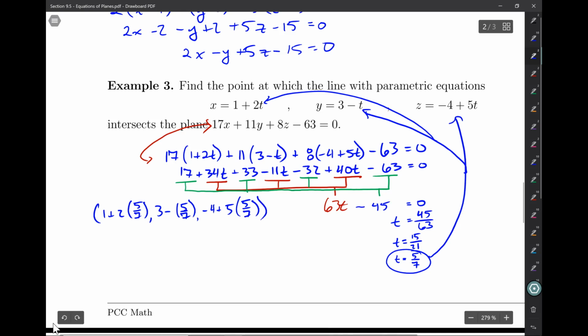Now 1 plus 2 times 5/7 is going to be 1 plus 10/7. That's going to be 17/7. 3 minus 5/7 is going to be 16/7. And -4 plus 25/7 is going to be -3/7. And here is the point at which our plane and our line actually intersect each other.